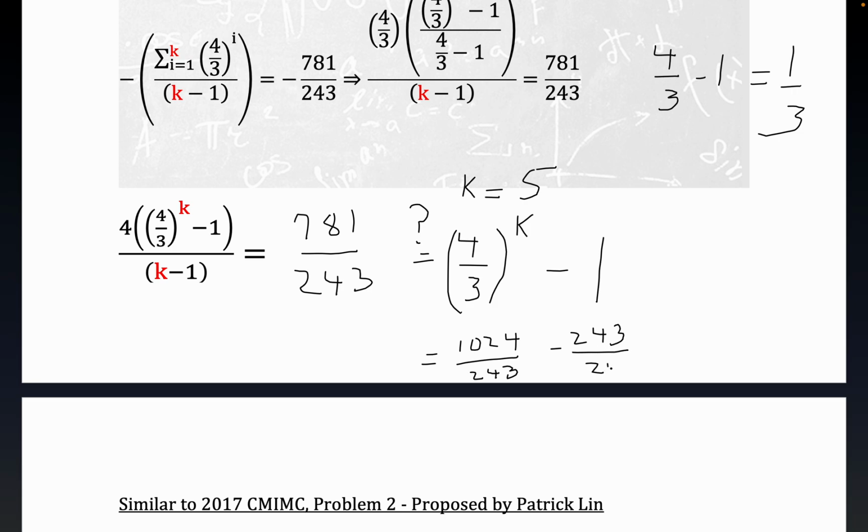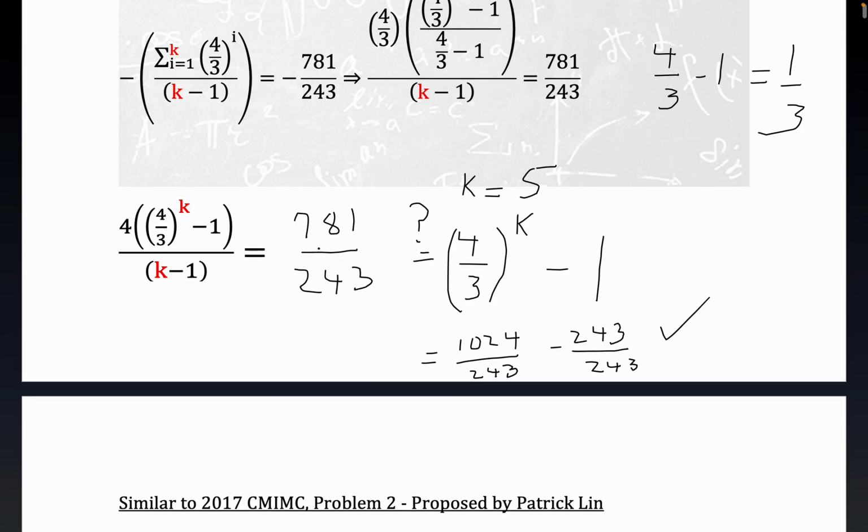But that sure looks like it's equal, right? If you subtract 243 from this, don't you get 781? 781 plus this number is 1,024, right? So this checks. It works out. This is equal to the 781 over 243. Okay. So k equals 5 does work.